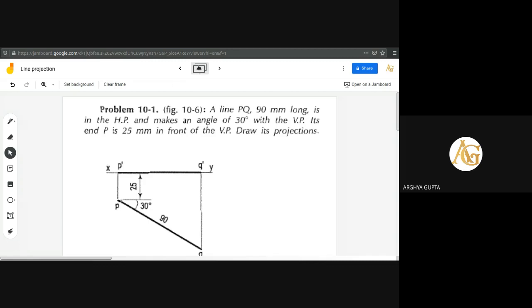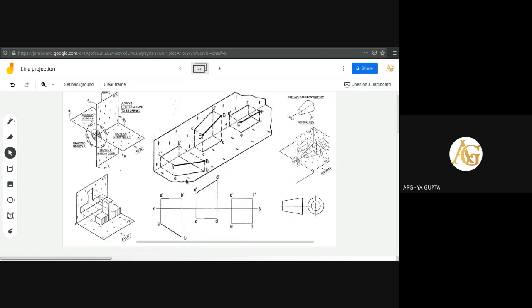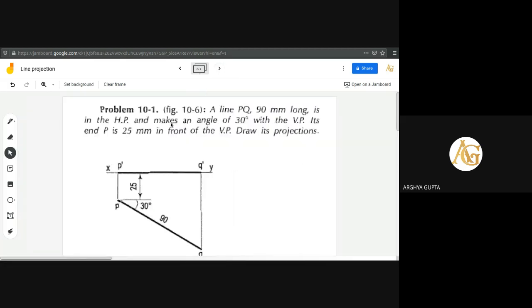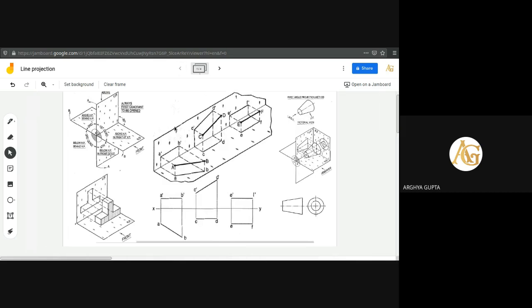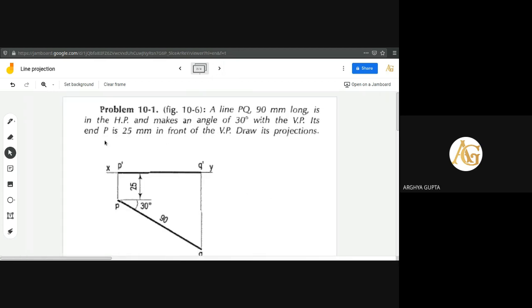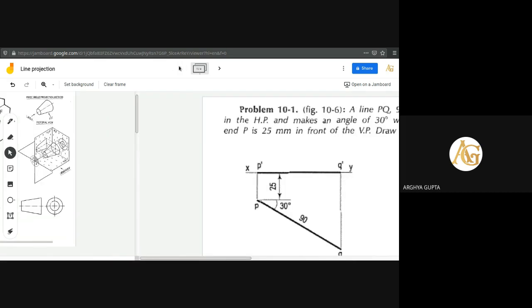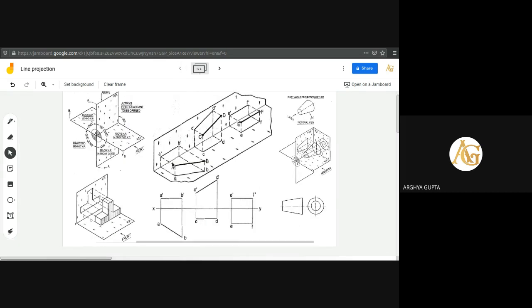That means that it will be on the HP. So here the line is on the HP, and it makes an angle of 30 degree with the VP. So that angle is 30 degree, and the third condition, P is 20 mm in front of VP. So that end is 20 mm in front of VP.